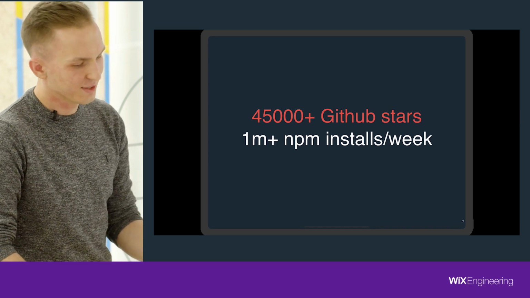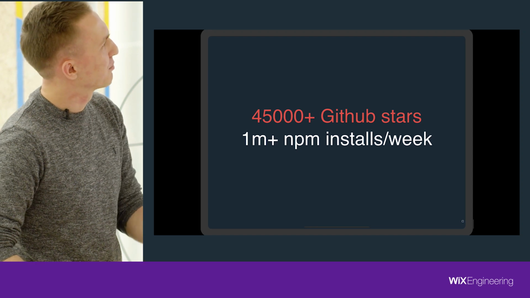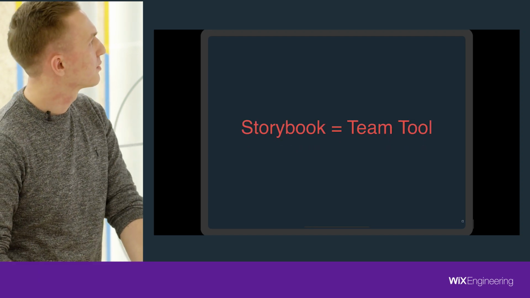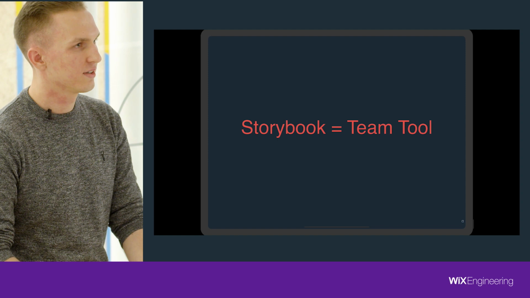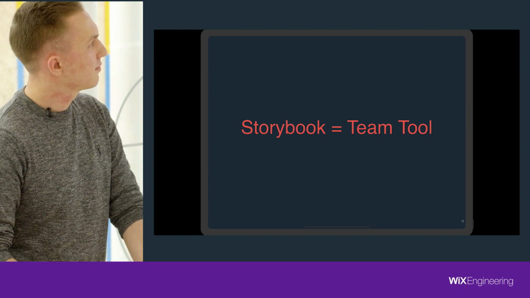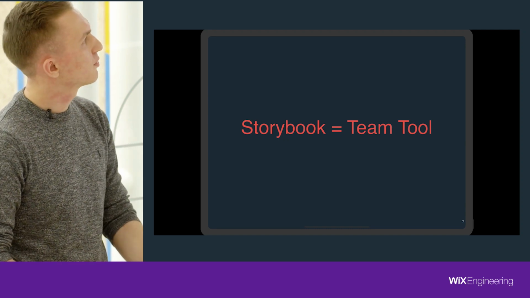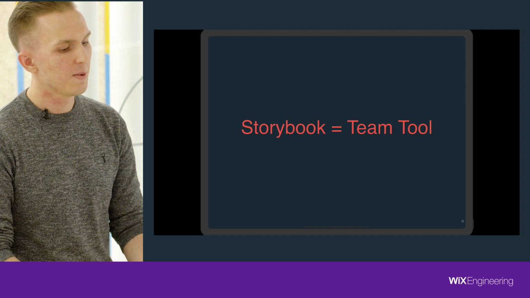I want to tell you why the Storybook is so popular. And it's really popular. It has over 45,000 GitHub stars and over 1 million npm installs a week. And the main reason why it suddenly became so popular is because the Storybook is a team tool.